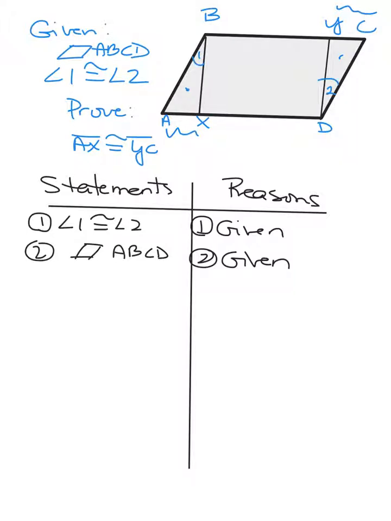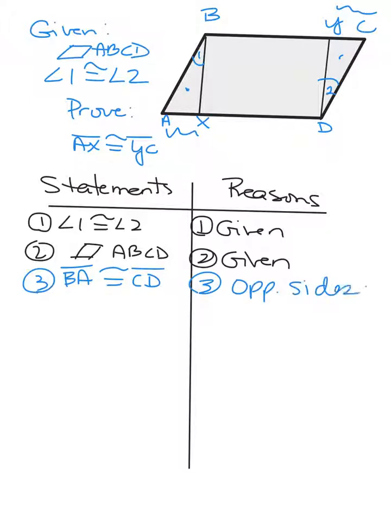And then we know that ABCD is a parallelogram, so we need to think of all the properties of parallelograms that we know about. One thing we do know, that opposite sides are congruent, so I have segment BA is congruent to segment CD, and that is because opposite sides of a parallelogram are congruent. I'm going to mark my diagram.